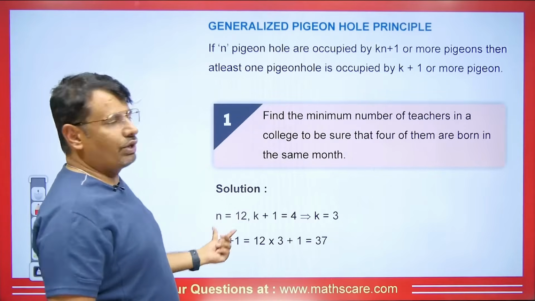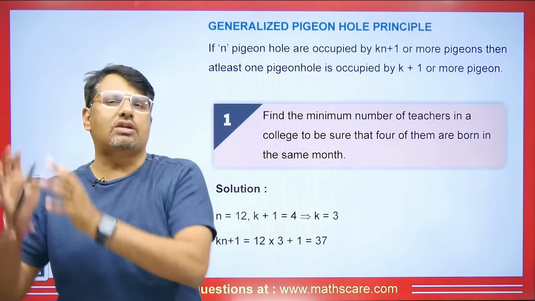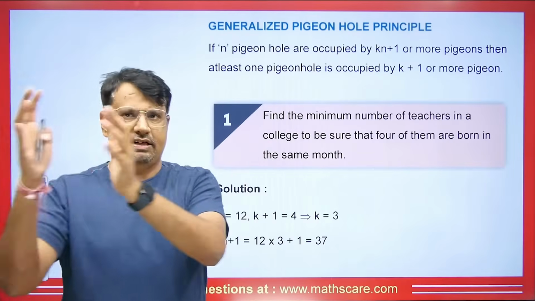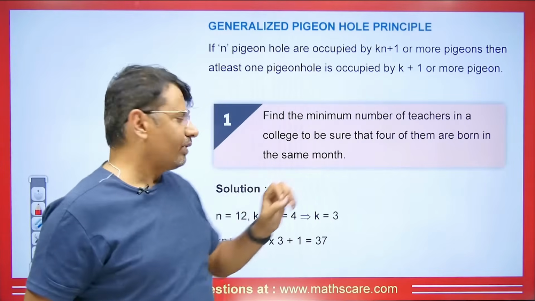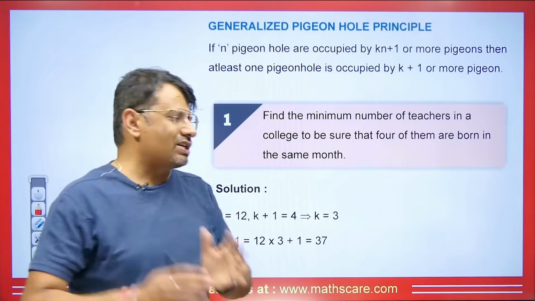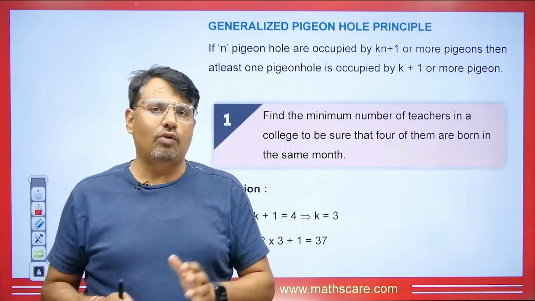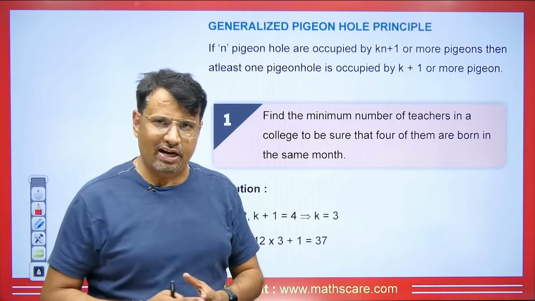So students, the number of months is 12. Like in the previous example we had holes, or before that we had boxes, just in the same way, months are here and the pigeons here are the teachers. We need to find how many teachers will share the same birth month, and you have to find at least 4 such teachers. Are you getting what I am trying to explain?